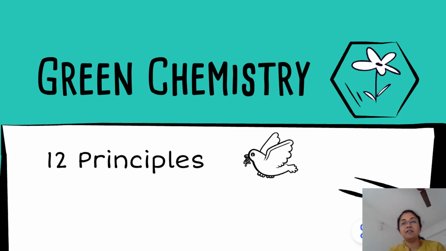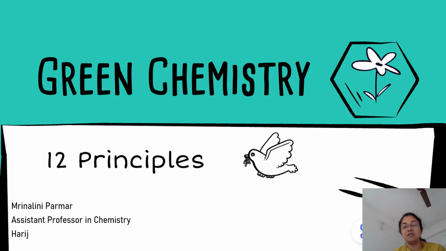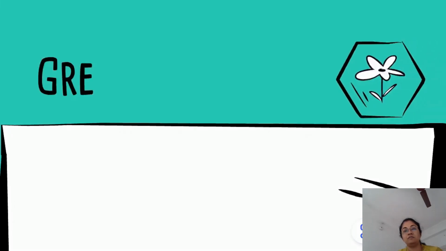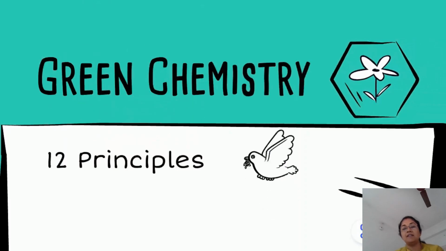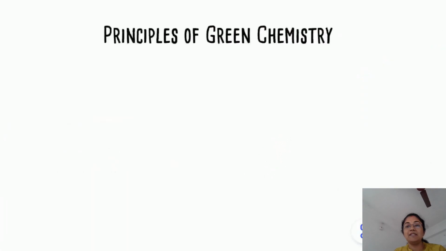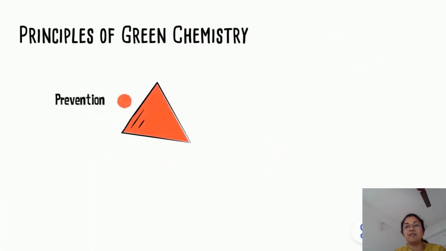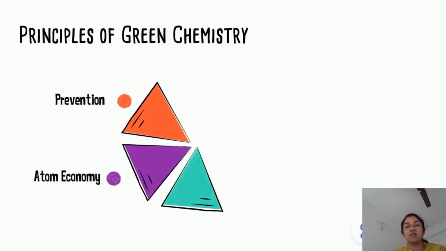Everyone, we are back with another topic of our course, which is green chemistry. And in this topic, we will learn about the 12 principles which comprise green chemistry. As I already said, green chemistry comprises 12 principles, and we will be dealing here with all the principles one by one. Let's see first what these 12 principles are.